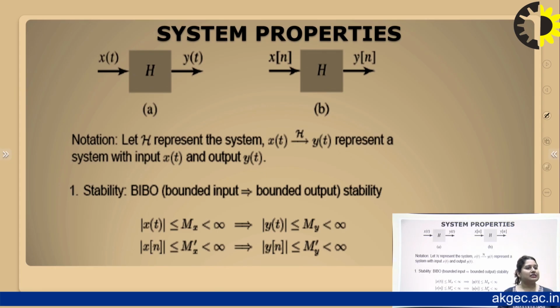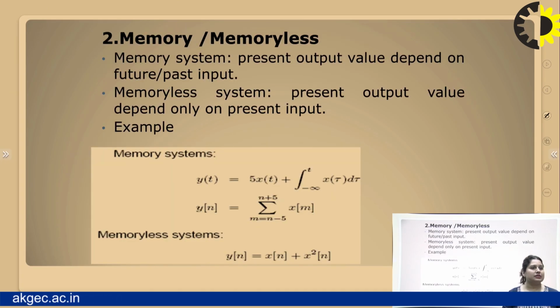So firstly it is stability. In stability we used to read BIBO, which is called bounded input bounded output stability. So whenever we give a bounded input signal, it will always produce a bounded output signal. If this happens, then the system is called a stable system. Second is memory or memoryless.